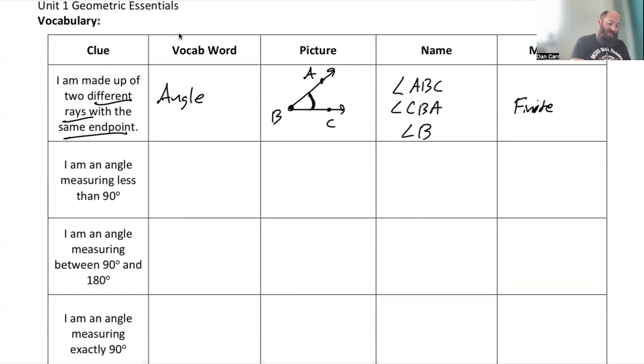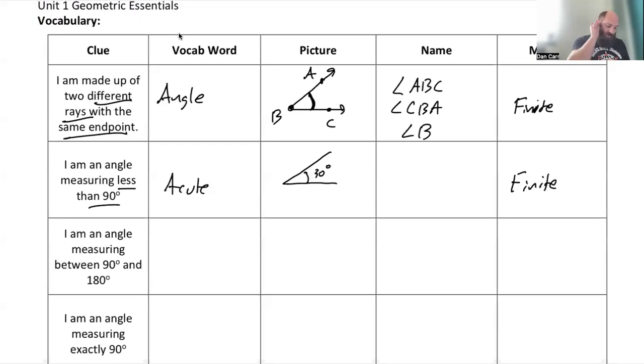So that is a finite measure. I am an angle measuring less than 90 degrees. So this is a very specific angle. It's called an acute angle. Okay, so a picture that looks like that is just any angle that is less than 90. So for example, if I just make it, I don't know, 30 degrees, we'll say. As far as the name goes, I'm going to skip that part here. It's still the same thing as before, so it's not really different there. Measure is finite in this case.